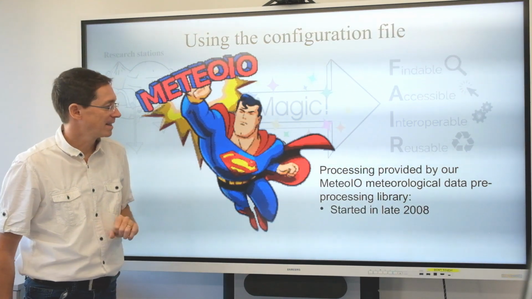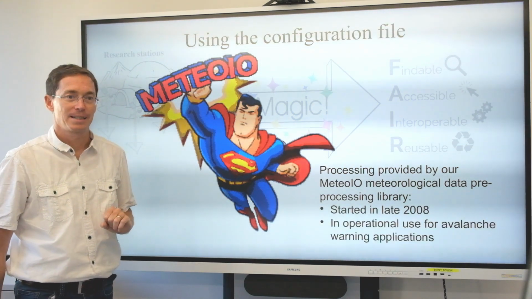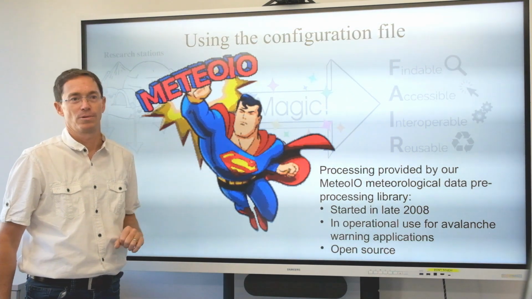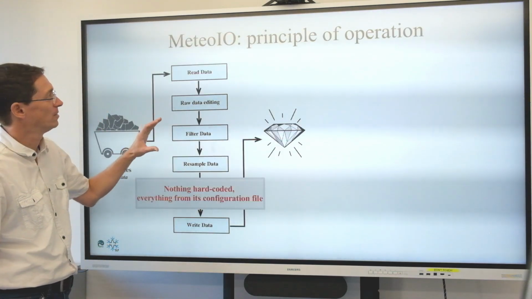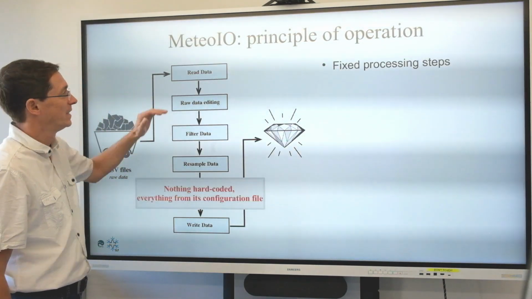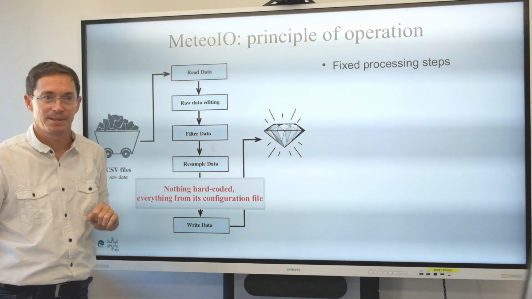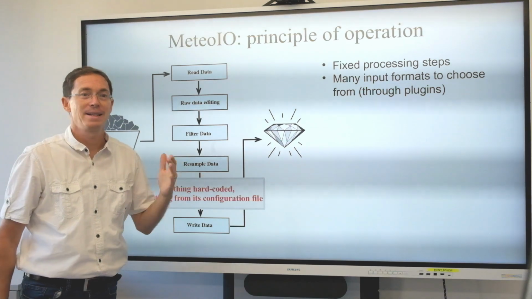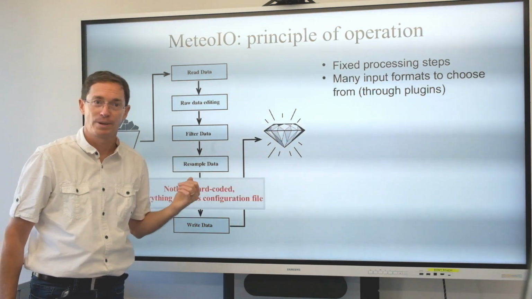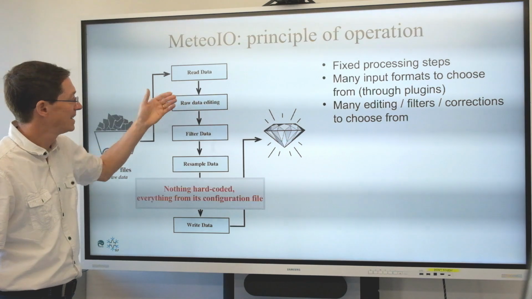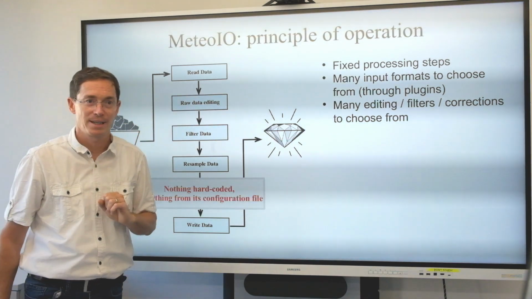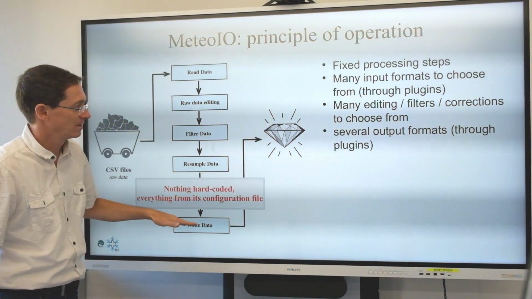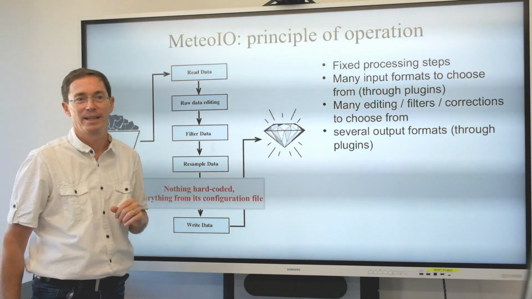This is something we started in late 2008. It has been in operational use for avalanche warning applications, and this is open source. If you look into MeteoIO, the principle of operation, you have a fixed list of processing steps. For example, in the reading of the data, we'll choose from many input formats with a system of plugins how to read your data. Then you can choose editing or filters or corrections to apply to your data. You have many to choose from. And then you can choose the output format in order to write the data, again through a system of plugins.